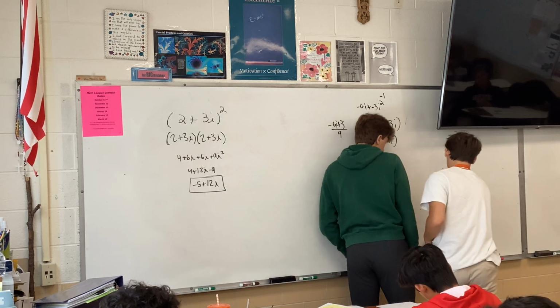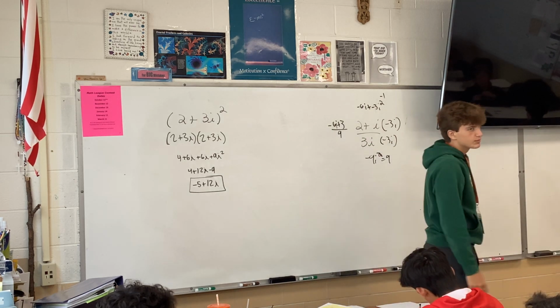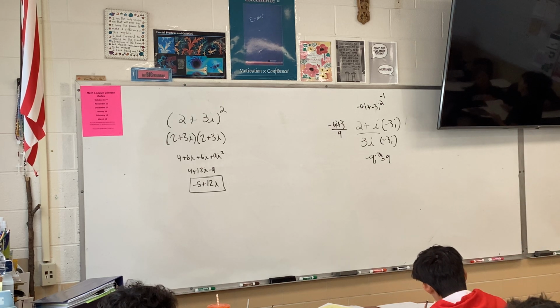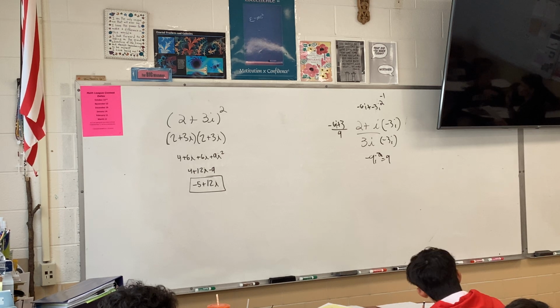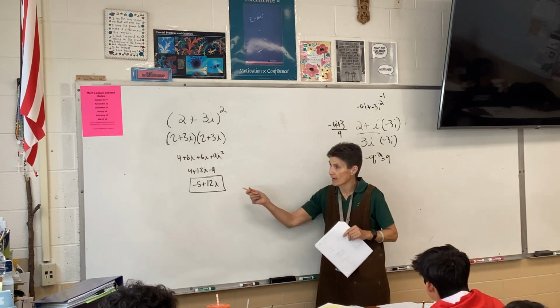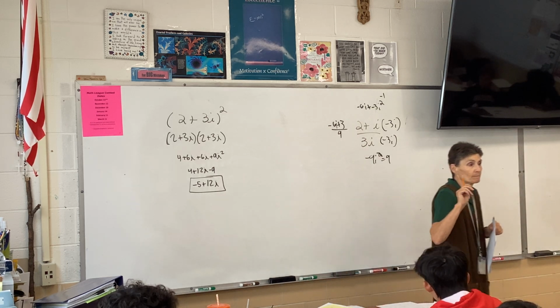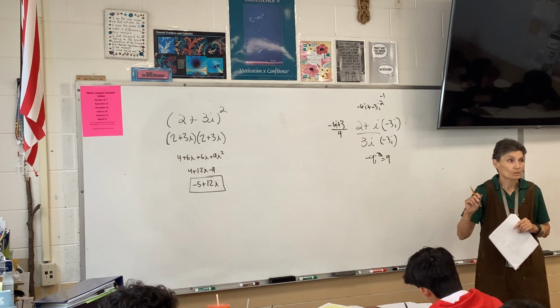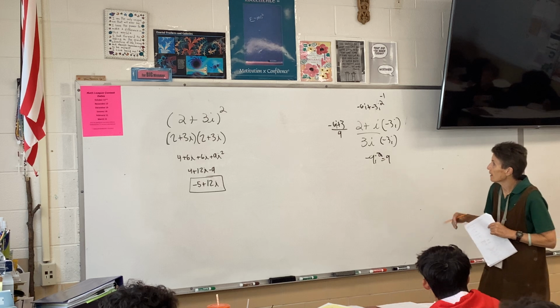Now, for problem C, did you all FOIL? Please tell me you FOIL, because that is a parentheses times a parentheses. He got negative 5 plus 12i. How does that look to everybody? Good? You don't have to do a negative. You can do either. Good? All right.